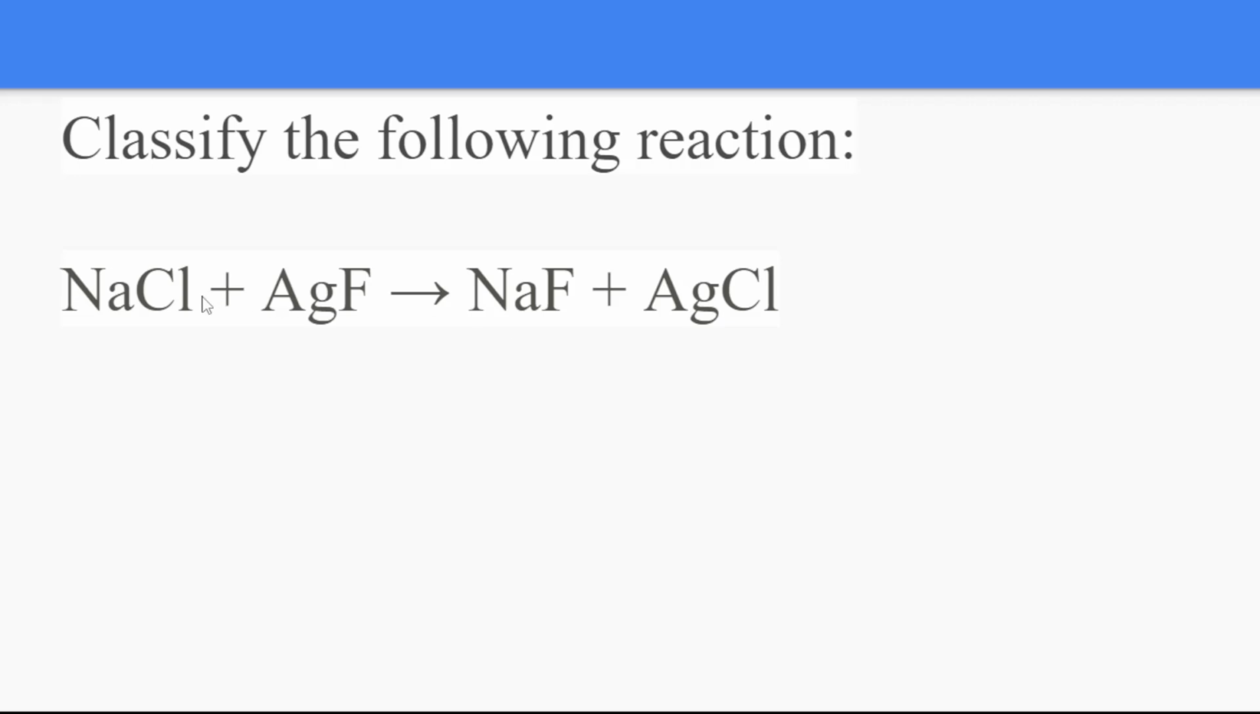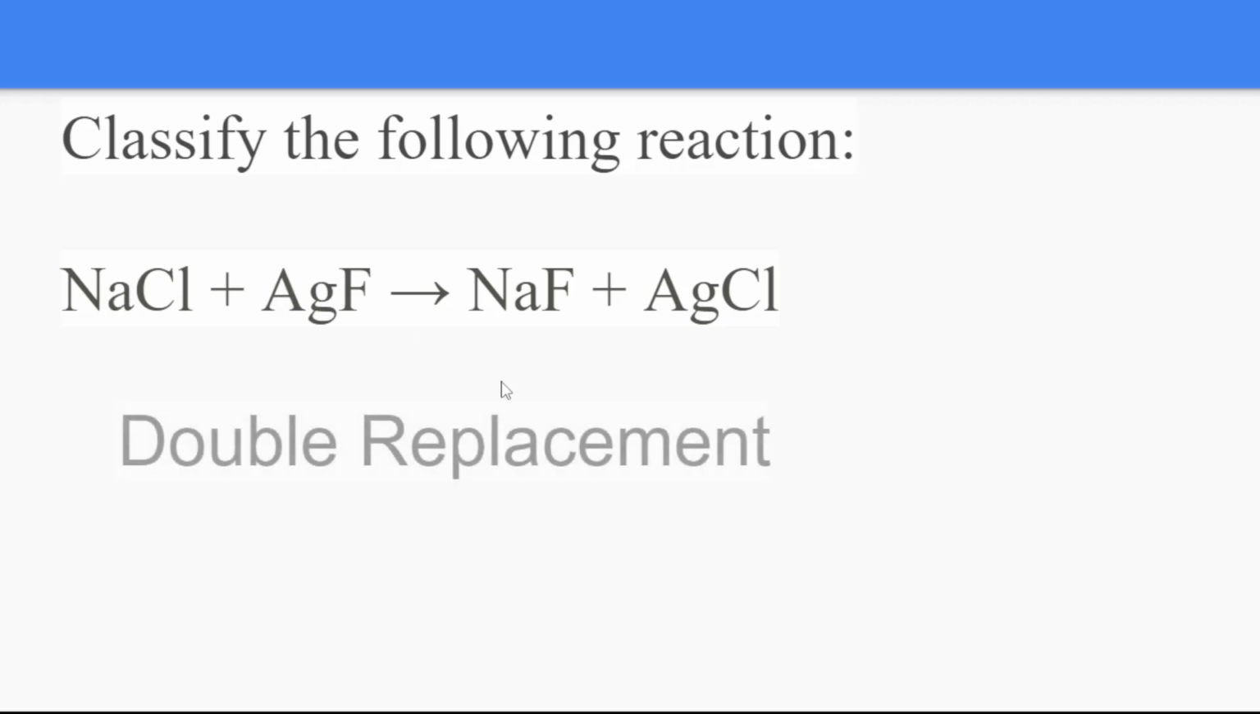Okay, we have two compounds that yield two new products. Let's see. Well, this is ionic. That's ionic. Double replacement. So if you have two ionic compounds that produce two ionic compounds, that will be a double replacement reaction.